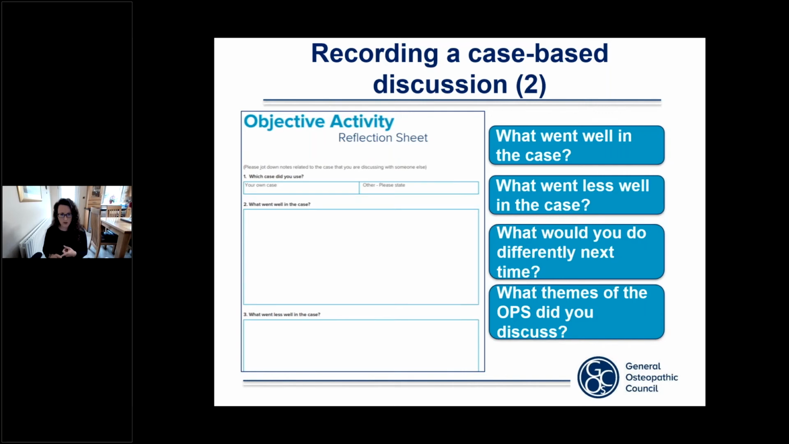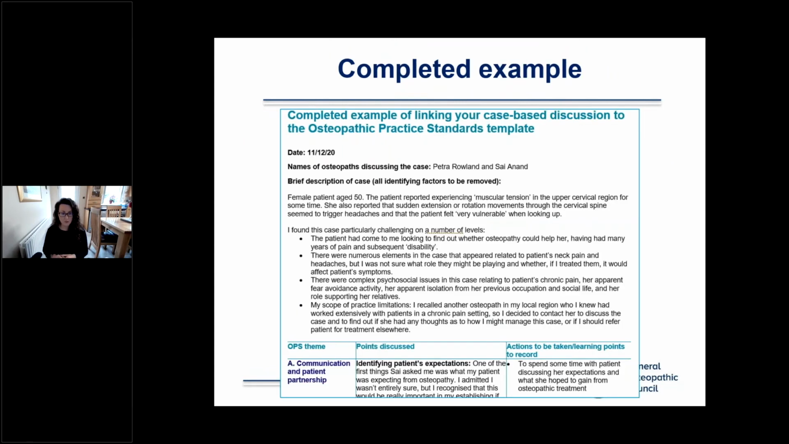So what went well in the case, what went less well, what would you do differently next time, and what themes of the OPS did you discuss? If you're still unsure, we have produced a completed example. This is an anonymized case study from an osteopath who shared what they had done.